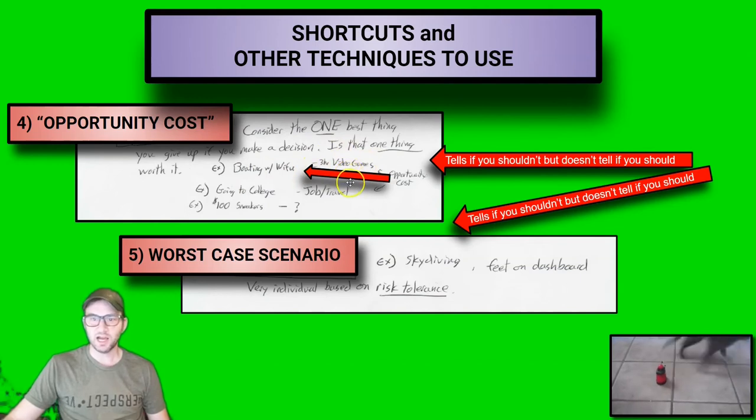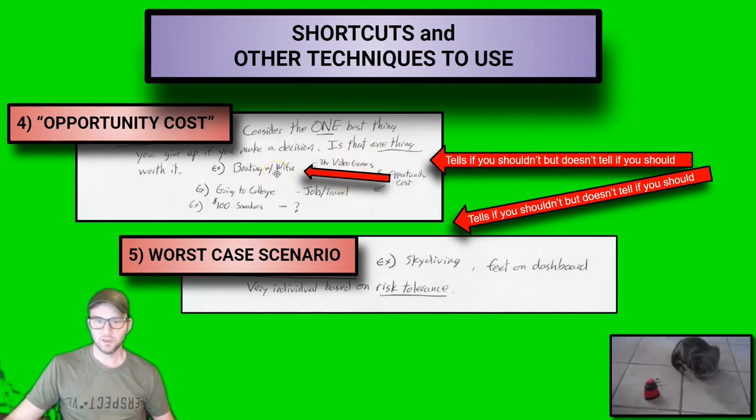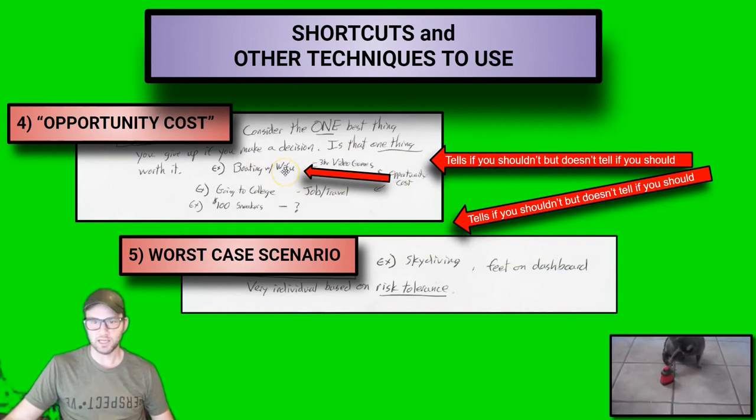Okay, so you see, I could play the video games, and what I would lose is so valuable that I don't want to make that decision. The opportunity cost of boating with waifu was too high. That's how you say it. The opportunity cost was too high, so I did not make the decision.